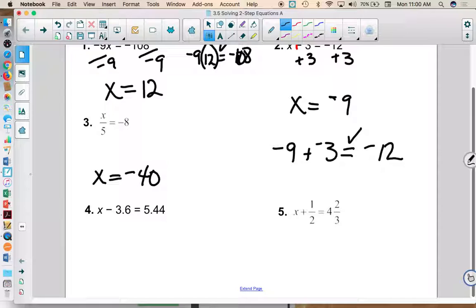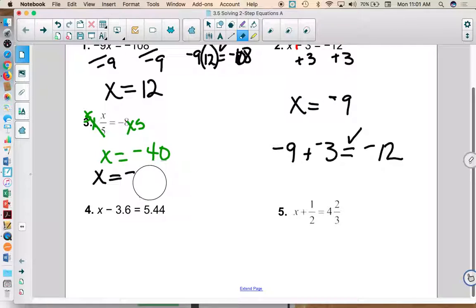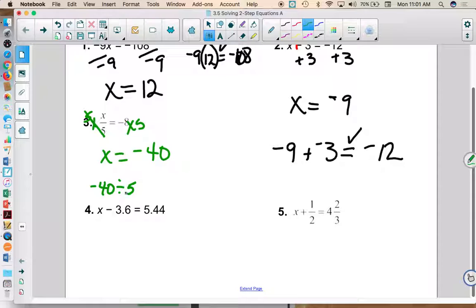What's the opposite of division? Multiplication. So I multiply both sides by 5, don't I? So times 5, times 5, and I end up canceling those two out, and I end up with x equals -40. Just like Cooper said. Cooper, on easy ones, doing what you just did may work, but you're going to get to a point where they're not going to work for you. You got to know the steps. And if I want to check it, -40 divided by 5 equals -8. It checks.